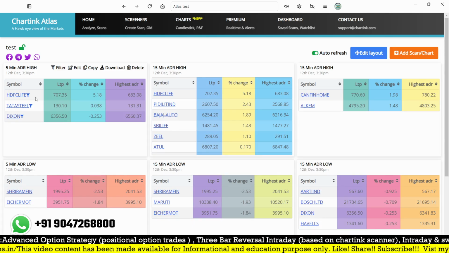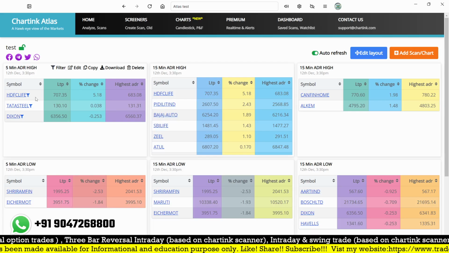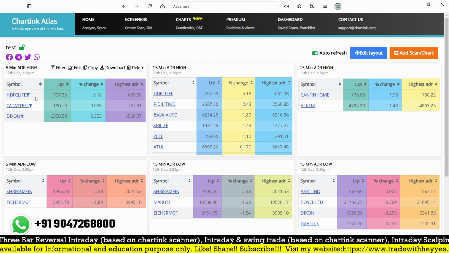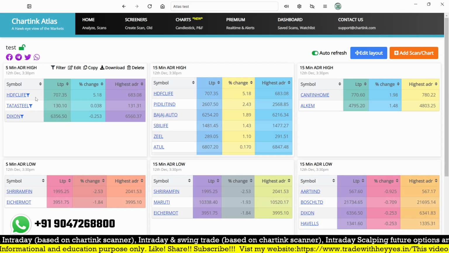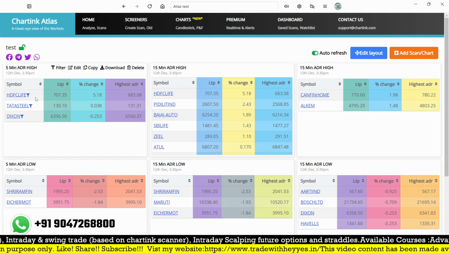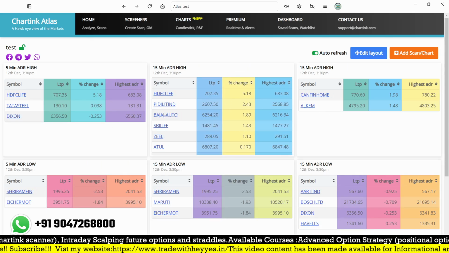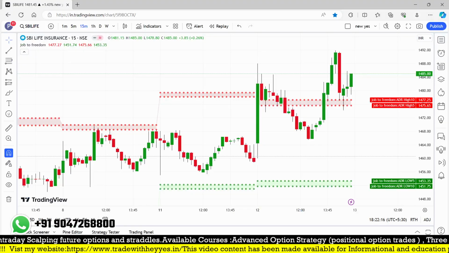I saw HDFC Life in the morning. It was around 686 or 687 in the morning, and it finally gave 5%. I also saw SBI Life on 15 minutes, and HDFC Life also on 15 minutes. So let me discuss this bullish scenario. The overall market is down today, but let's see how the stock performed.